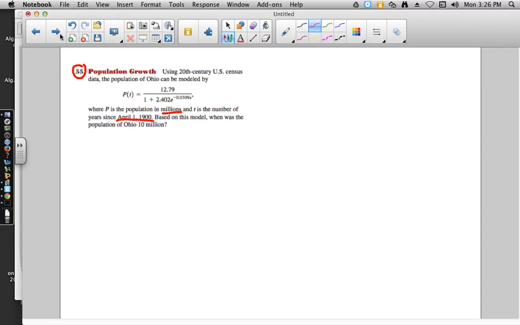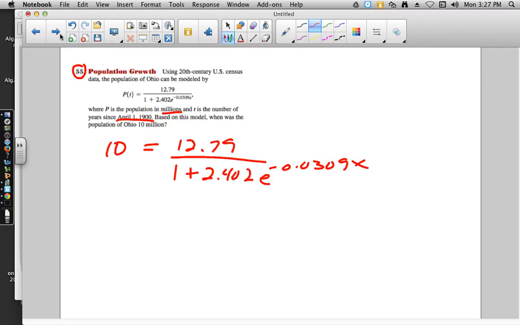There's another important piece of information. Based on this model, when was the population of Ohio 10 million? So here's what I really want to know. Since it's already in millions, when is that going to be 10? I don't know about you, but I don't want to put that into the graphing calculator. I just don't. I would much rather solve this using logarithms. So I'd slap a 1 under here and do a little cross multiplying.